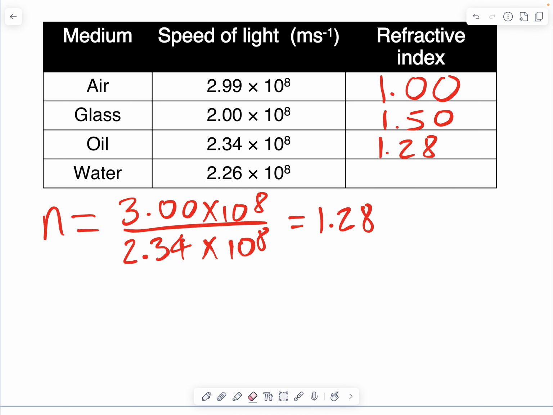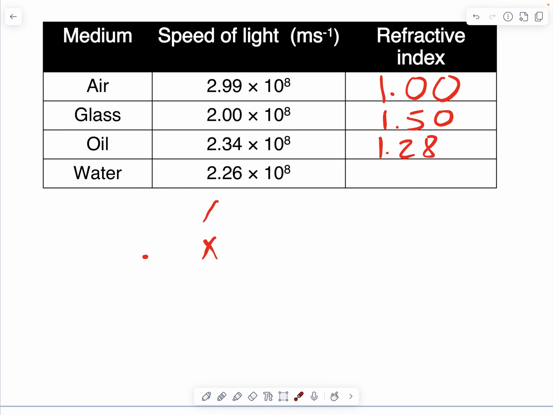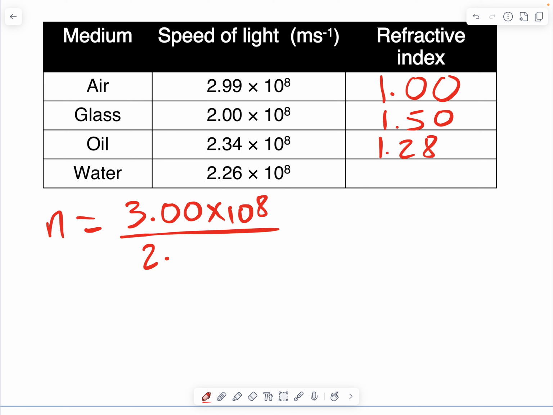And then the last one, if we look at the speed of light in a vacuum compared to the speed of light in water, you get 3 divided by 2.26, which is going to give you 1.33. So that's what we mean by refractive index. It's just the ratio of these speeds.